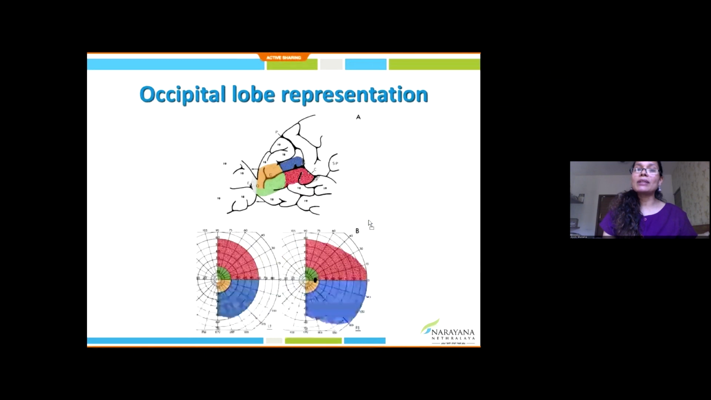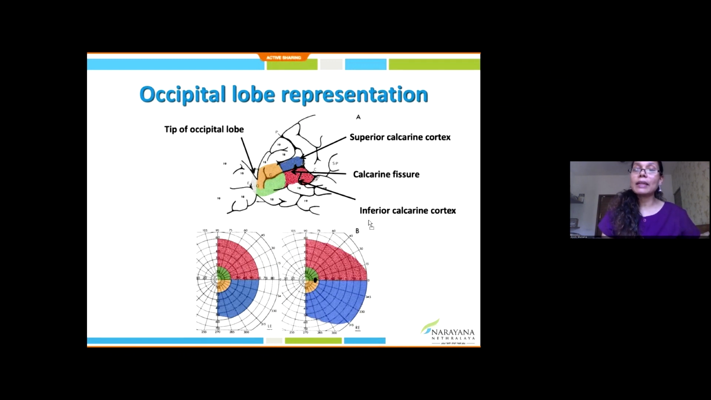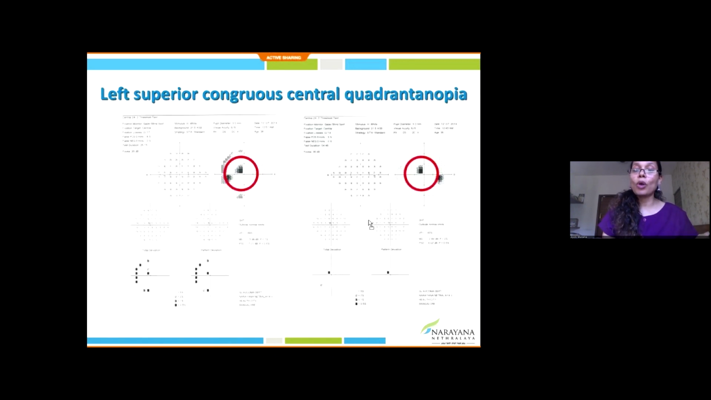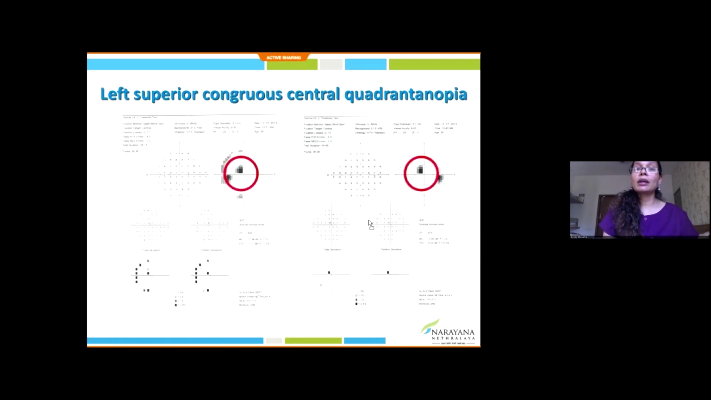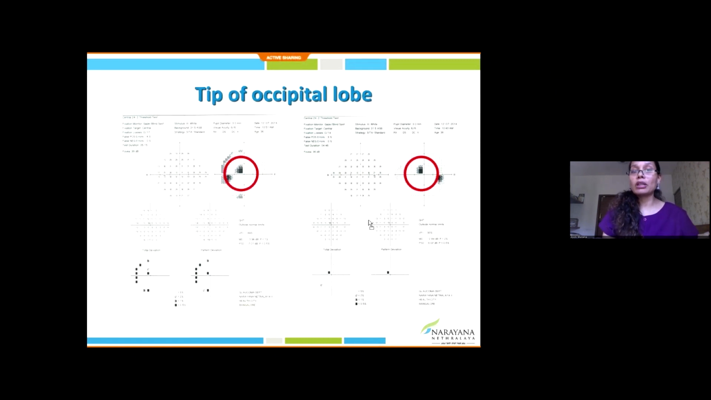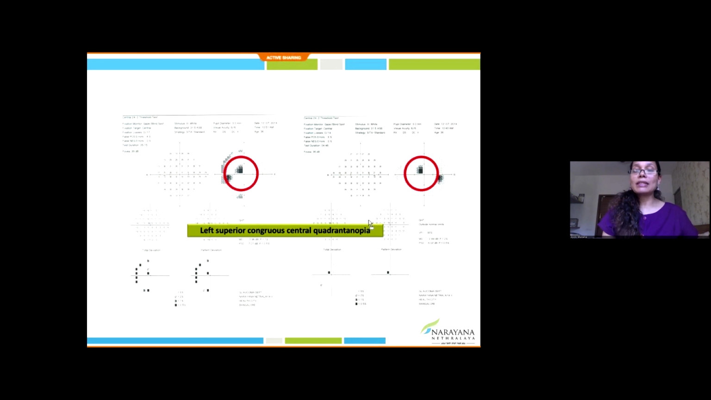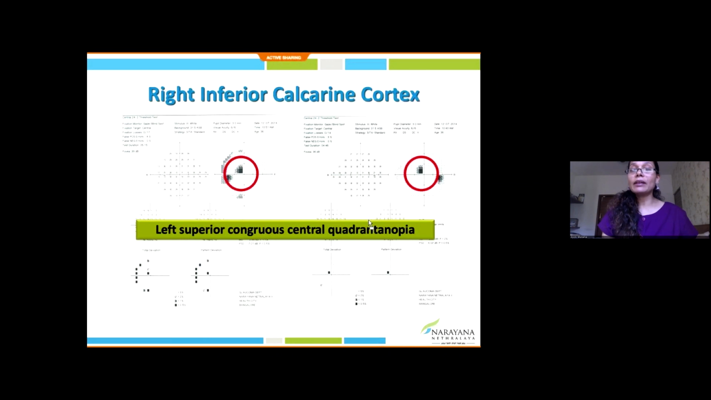So let's understand how the occipital lobe is represented. This is the calcarine fissure. This is the superior calcarine cortex. This is the inferior calcarine cortex, and this is the tip of the occipital lobe. And see the representation of this tip, which is at the central area. So if you have a problem with the superior part of this lobe, you will have an inferior issue in the field defect. So a left superior congruous central quadrantanopia is therefore a problem due to the tip of the occipital lobe. And for this, which is left superior congruous, we are looking at a defect which will be in the right inferior calcarine cortex.